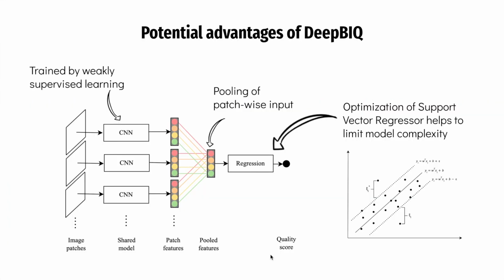So what causes this high performance? Let's look at how DeepBIQ works. In the first step, each image is broken into many patches. The patch features are extracted by a CNN. Then, the features are regressed to a quality score by a support vector regressor, or SVR. The use of a CNN allows us to learn on rich image features, while the use of an SVR reduces the risk of overfitting. Thus, DeepBIQ may generalize better compared to other models which are based on CNNs only.